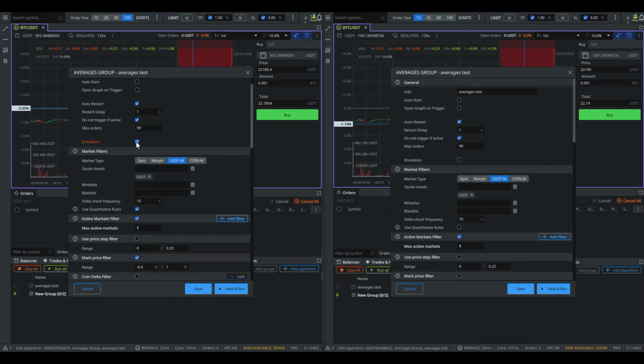We recommend you to pay attention to these parameters when you build an algorithm. They will help you secure your trading strategy.